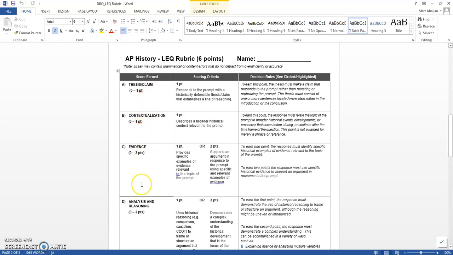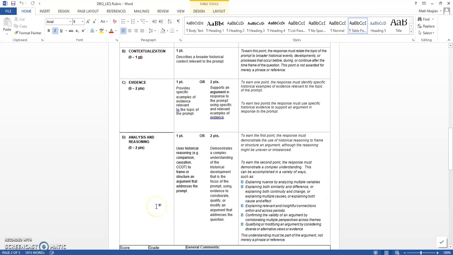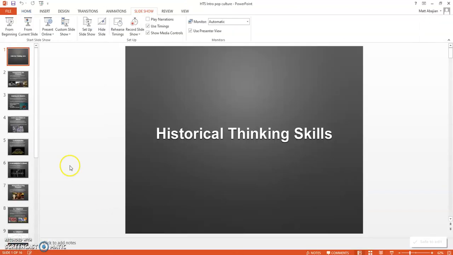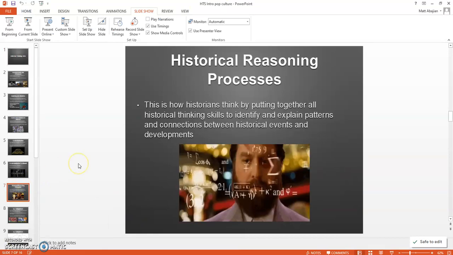If we scroll down here, what I first want to work on with the historical thinking skills today is your analysis and reasoning. You're going to get a point for some historical reasoning skills that deal with comparison, causation, and continuity and change over time. Your essay has to be structured around one of those 3 reasoning skills. So what are we talking about with historical reasoning processes? It's how historians think about putting together all historical thinking skills to identify and explain patterns and connections between historical events and developments. How do we do that?